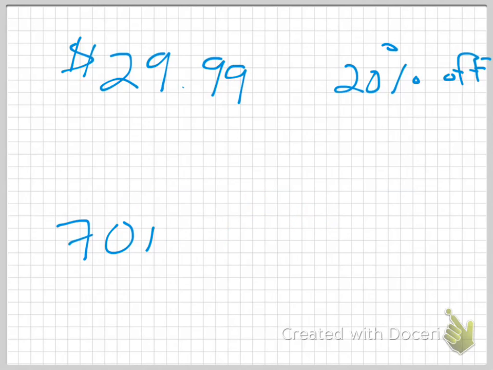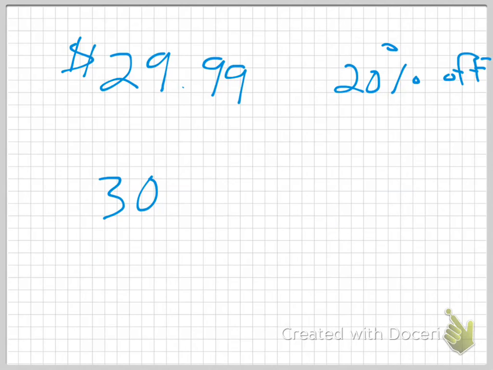So knowing that, let's look at this. This is using mental math. $29.99. What should I turn that to? $30, right? 20% off. So if I want to know how much off it is, what should be the first thing that I do? Find 10%. No matter what I'm going to do, I'm going to find 10%. What is 10% of 30? 3.